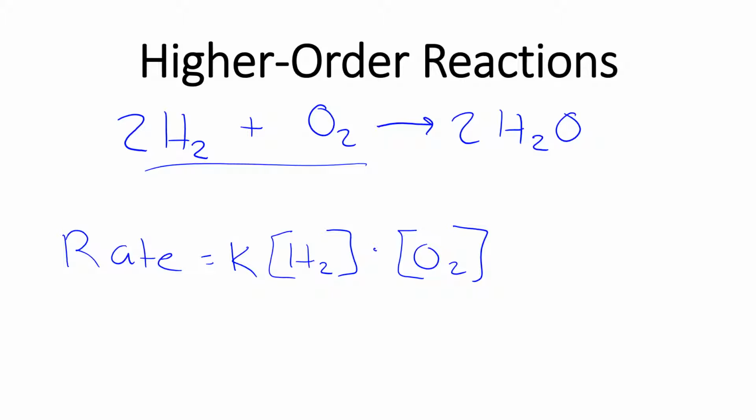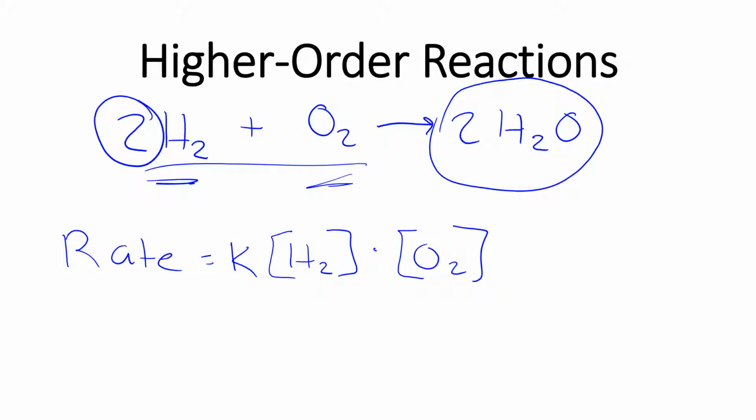However, we're missing something here. This 2 plays into effect. This 2 means it takes double the amount of moles of H2 than O2 to make H2O. So you need twice as many H2 as O2 to make H2O. So we have to include that in our rate law by making that coefficient an exponent.